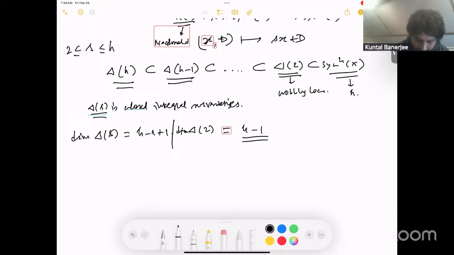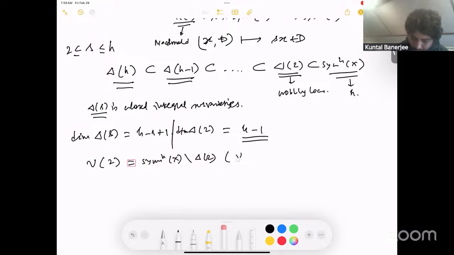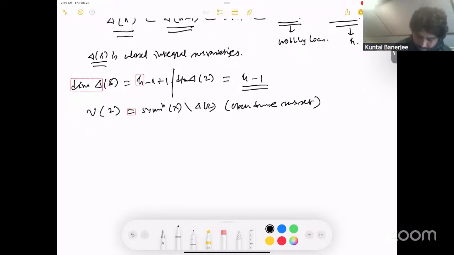Okay. And the very stable locus, that is V2, that is the complement of delta 2 in the moduli space, is definitely an open dense subset. Naturally, we have already said it is an open dense subset. Okay. And a few more things, and then I can stop.